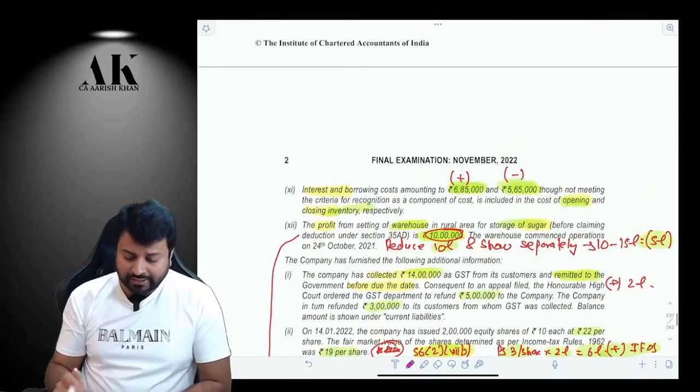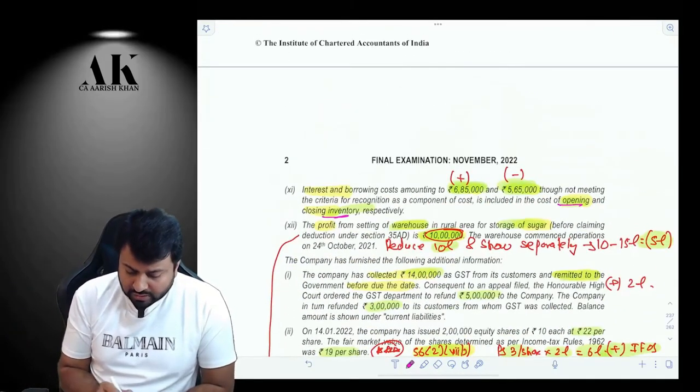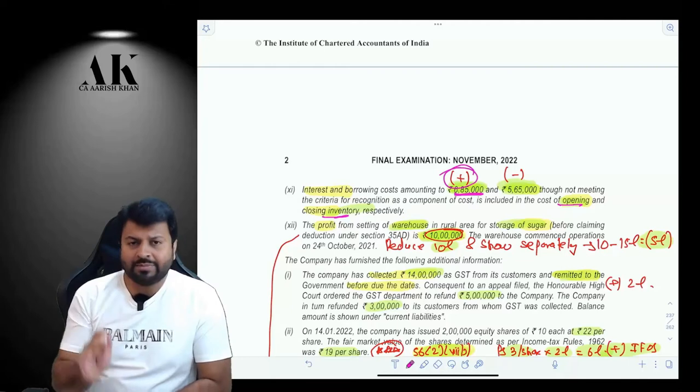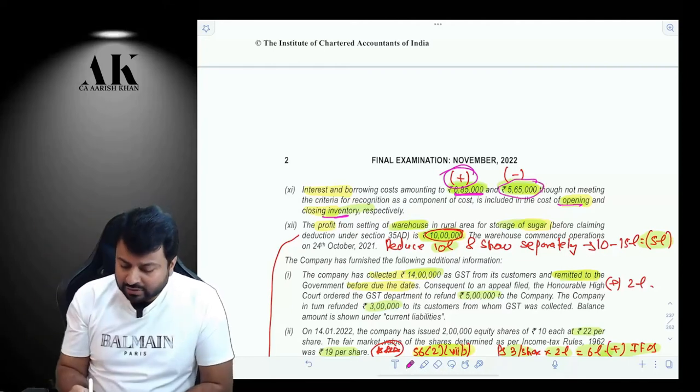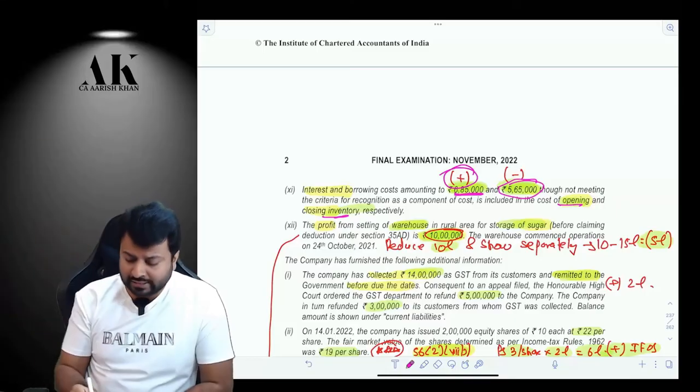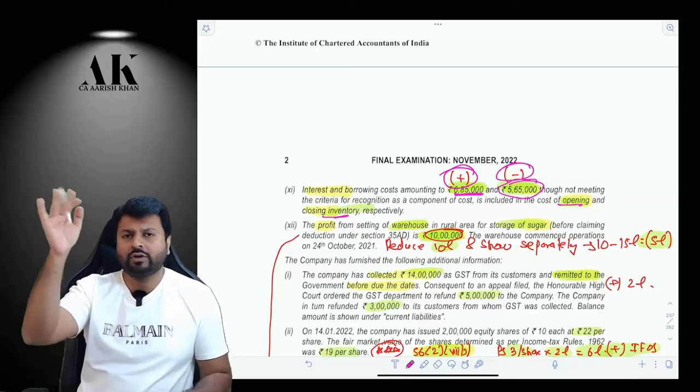Okay. Now, in the opening stock and in the closing stock, you are having some unnecessary interest. So in the opening stock, you are having an interest of 6,85,000 unnecessarily. So add back that because it is on the debit side. In the closing stock, you are having some unnecessary interest and borrowing cost of 5,65,000. So it is on the credit side. So reduce that from your PGPP income.